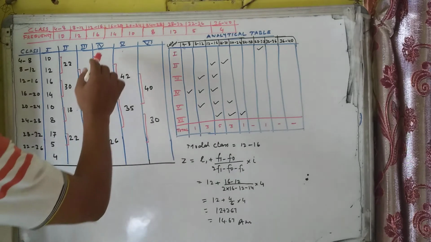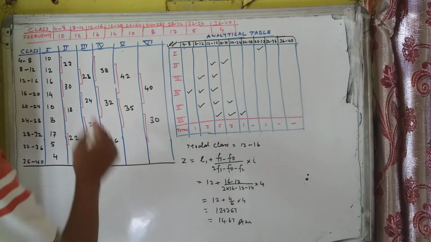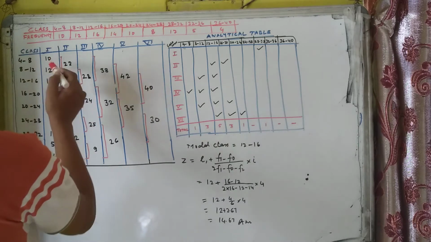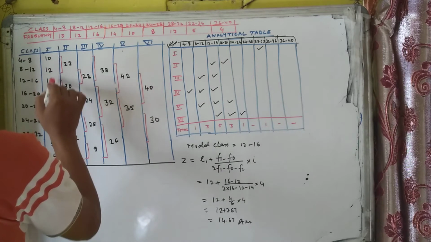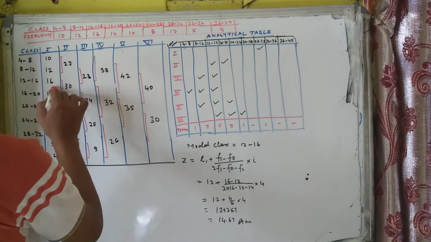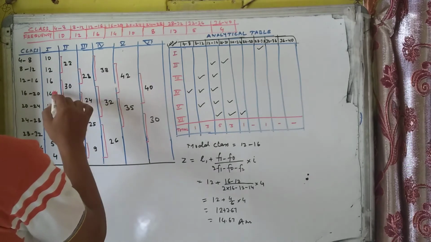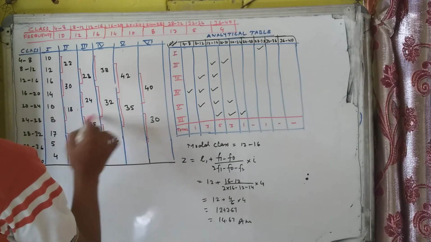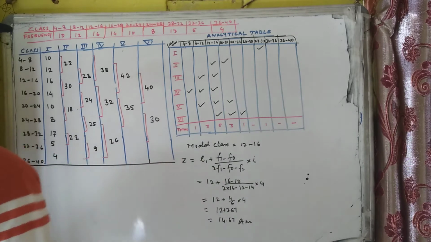In the fourth column, we have to make the grouping of three frequencies together. 10, 12, 16 gives 38, 14, 10 and 8 gives 32, 17, 5 and 9 gives 26.